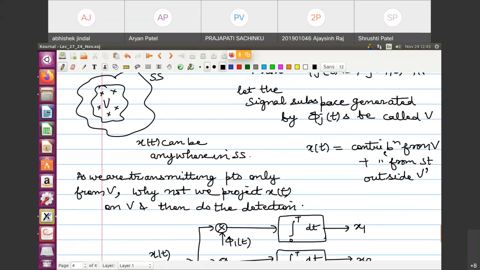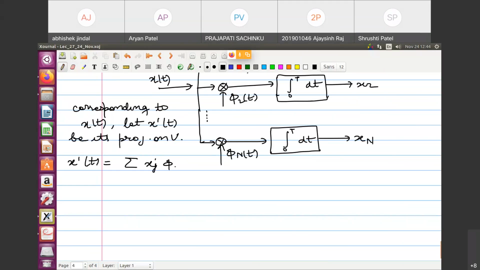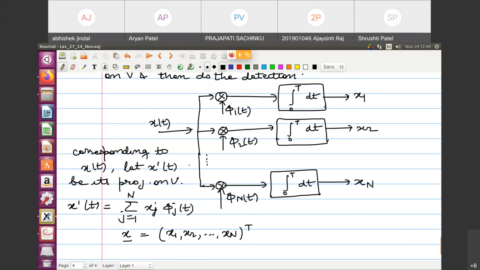बेसिकली signal आएगा और उसका जो corresponding representation है वो x bar है. ठीक है, मतलब ये जो x bar है is nothing but, let us say the projection is called x prime t. Let me write it down. Let me be more very specific so that those who go back and read through notes, they should not get confused. So I will let x prime t be its projection on V, where x prime t is nothing but summation x_j φ_j(t), j is equal to 1 to capital N. So what I am saying is that I get this vector x bar which is equal to collection of all these x1, x2 up to x_N transpose. So this is what I wanted to say when I wrote those lines earlier.